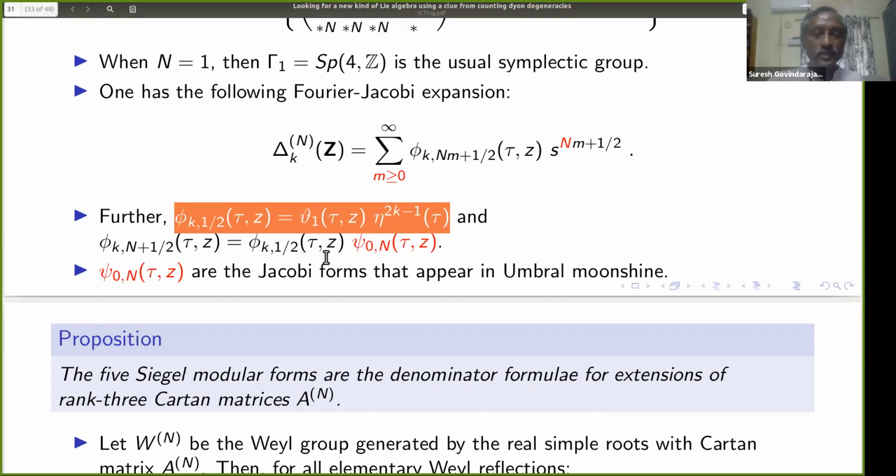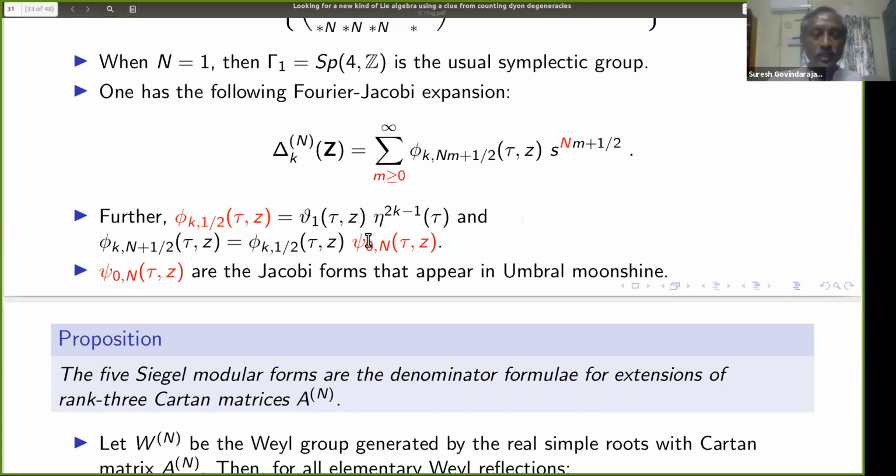And then if you look at the next term, it has psi 0 n. If you pull out this phi k half, these are Jacobi forms which occur in something called umbral moonshine. Umbral moonshine is a very general setup, of which Mathieu moonshine is a special case. There are 24 examples constructed by Cheng, Duncan, and Harvey. Okay, but for us, what is important is that these are well-known objects.